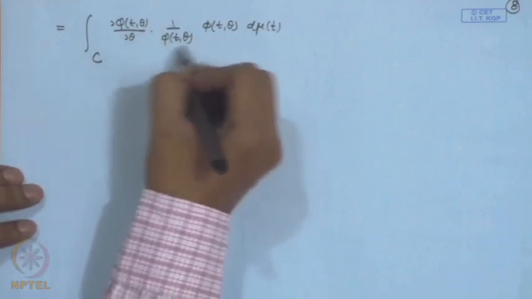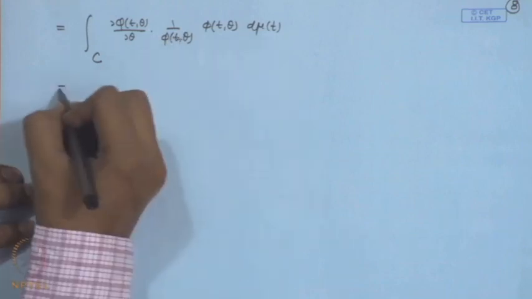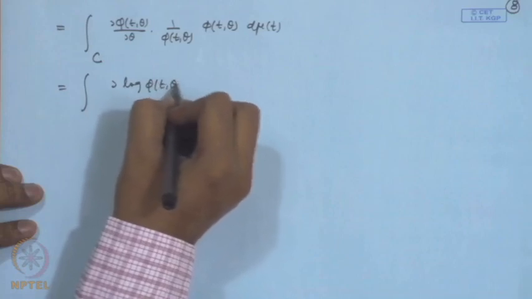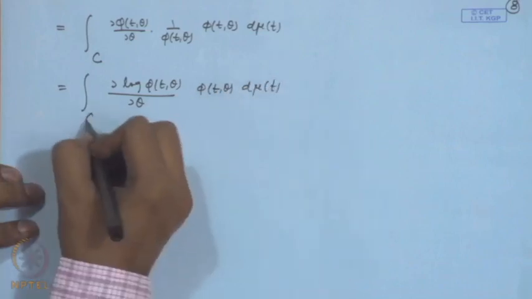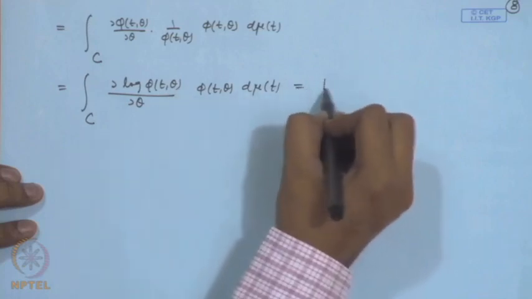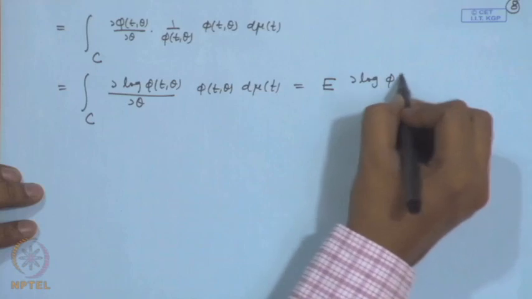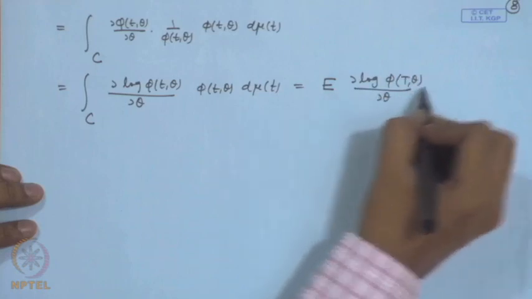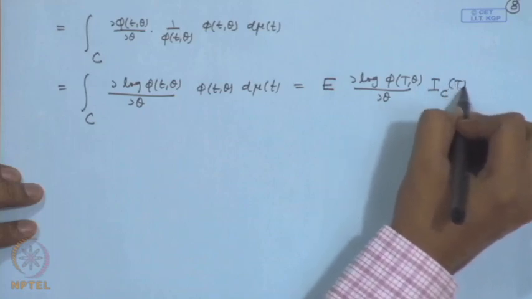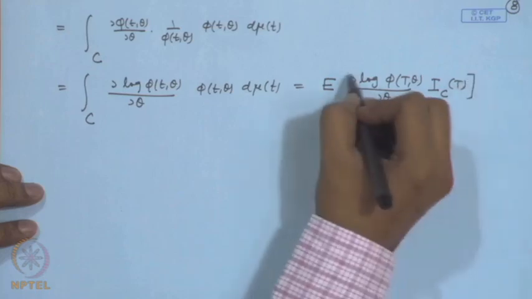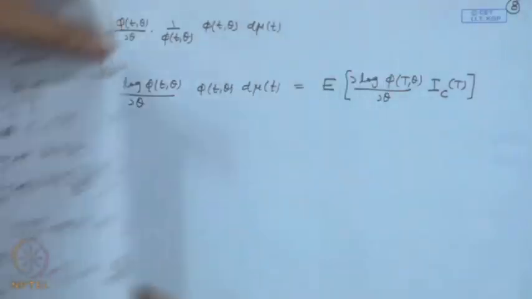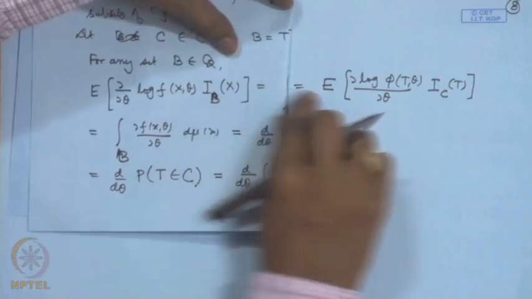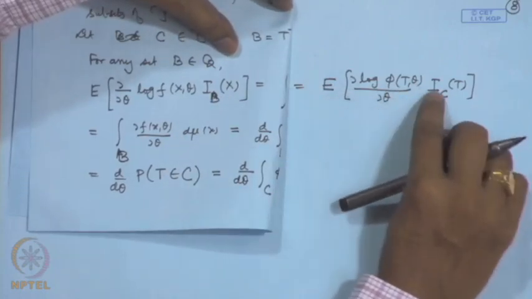So, now this becomes nothing but the derivative of log phi(t, theta), d mu(t) over the set C. This is nothing but the expectation of del log phi(t, theta) by del theta times the indicator function of the set C. Look at the statement that we have proved now. We started with the expectation of del by del theta log f(x, theta) times I_B(x). We are showing that this term is now equal to the expectation of del log phi(t, theta) by del theta times I_C(t).